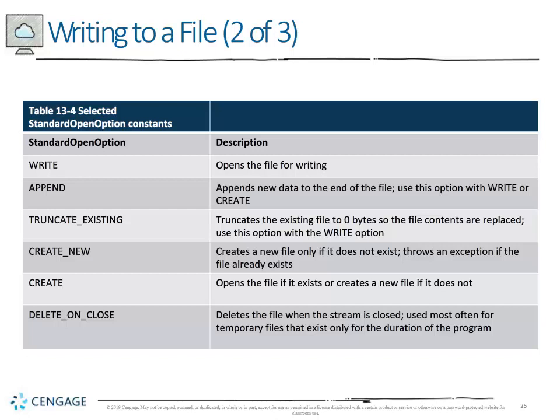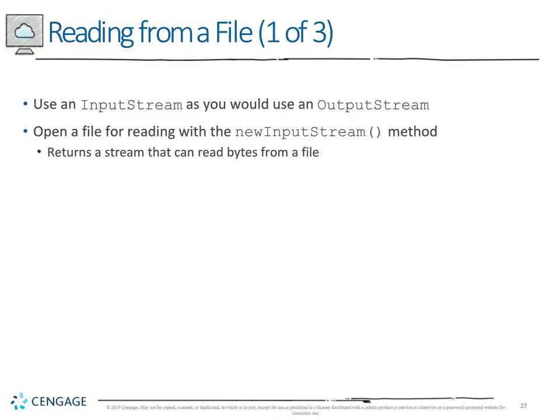We already passed the create option, which opens the file if it exists or creates a new file if it didn't. Then we also have delete_on_close. It deletes the file when the stream is closed, used most often for temporary files that exist only for the duration of the program. So we write a file by using an output stream, and we can use an input stream to read a file.